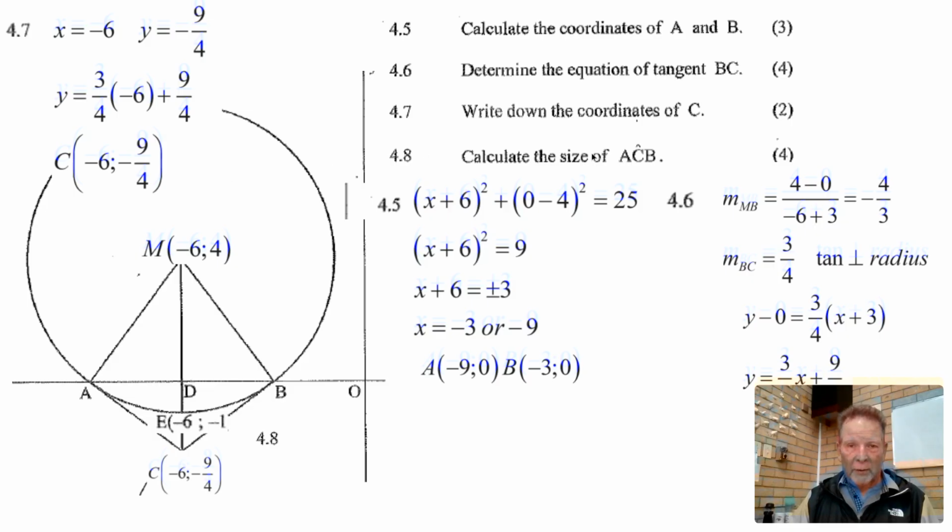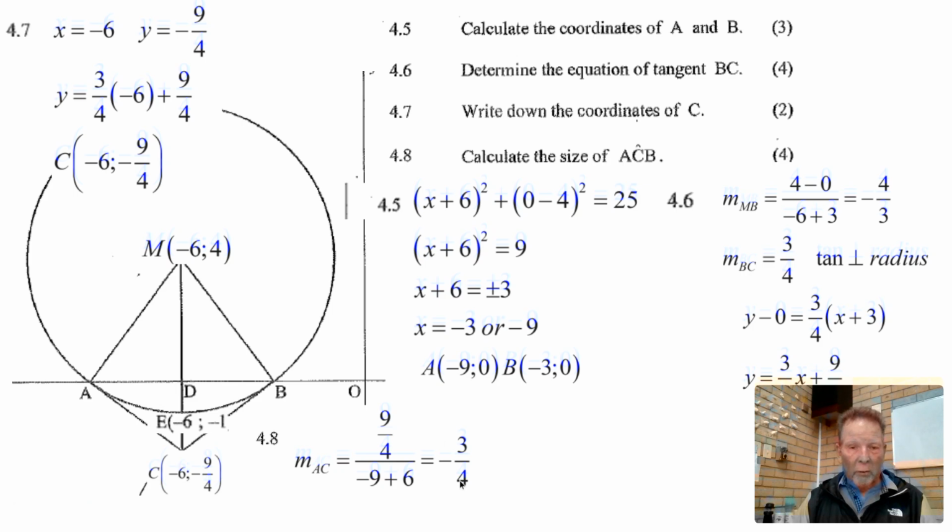Now calculate the size of angle ACB. Well, if I could get the angle of inclination, this big angle here of AC, and take it away from the angle of inclination of BC, I'd have my answer. Well, the gradient of BC, we've got, it's 3/4. But the gradient of AC, let's just figure it out. It would be 0 minus 9 over 4, divided by minus 9 minus minus 6.